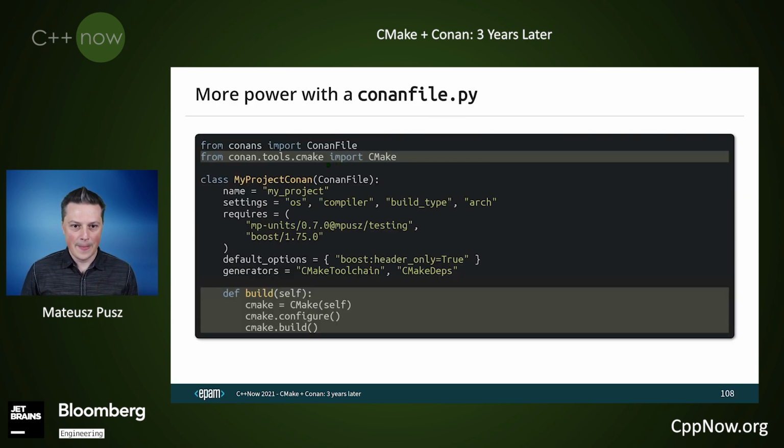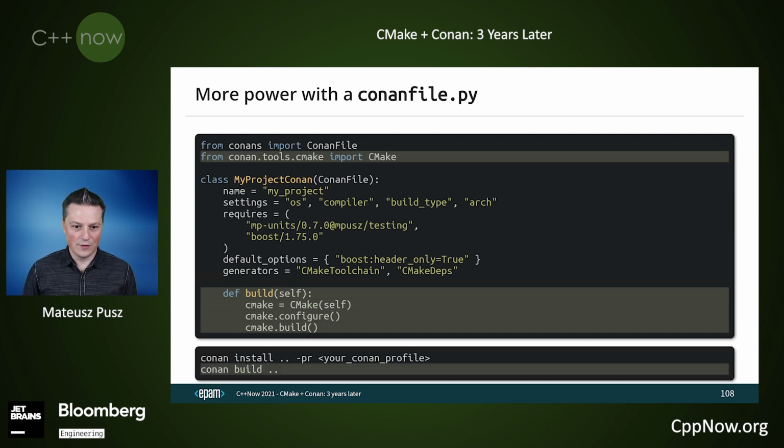For example, you can import the CMake helper and create a build method here that basically will create the configure and build step for you. And with this, everything you have to do to build your project is just conan install and conan build. You don't have to play with CMake, you don't have to play with Ninja, Visual Studio, whatever. It's just those two steps and you are done.